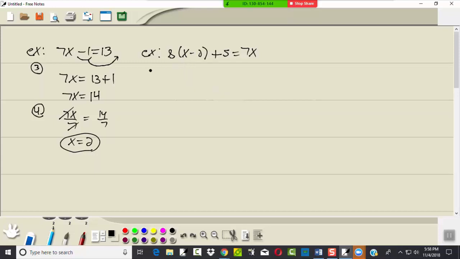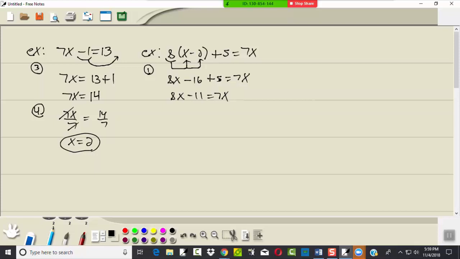Step 1, get rid of parentheses. Now, the distributive property is when you have a number or variable right in front of the parentheses. Them being next to each other indicates multiplication. So we're going to take 8, multiply times x, and we'll take 8, multiply times negative 2. So 8 times x is 8x. 8 times negative 2 is negative 16. At any step, combine together like terms, combine together numbers. Negative 16 plus 5 is negative 11.